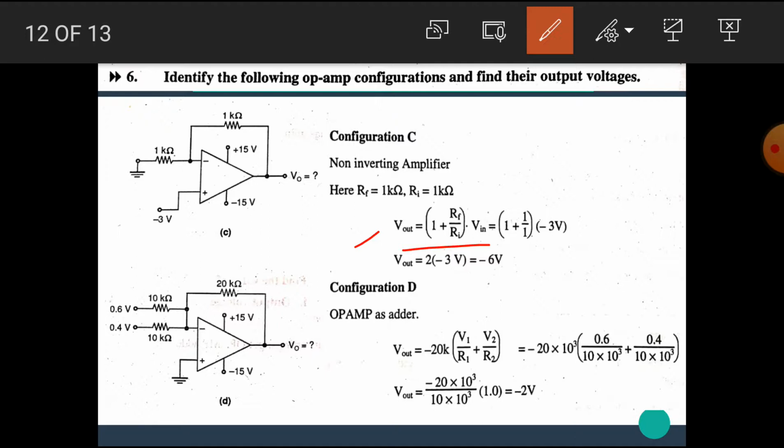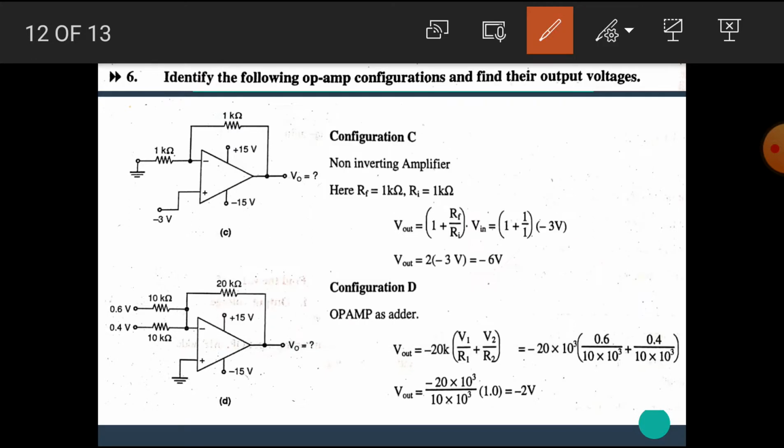Okay, from this we can calculate V out is equal to 1 plus Rf upon R1 into V in. Here Rf has the value 1, similarly R1 has the value 1, and the input supply has the value minus 3 volt. After calculating this, we get 1 plus 1, 2 into minus 3 is equal to minus 6 volt.